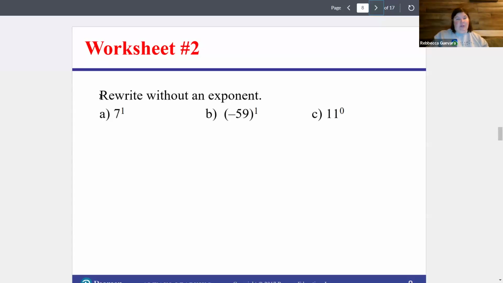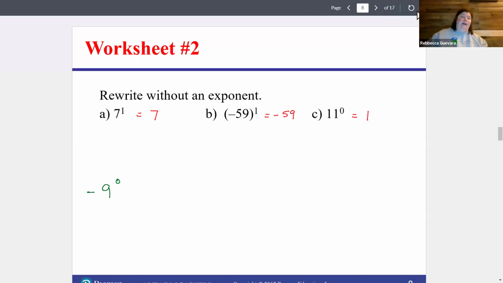Okay, so we are going to rewrite these without an exponent. So if I have 7 to the 1, what does that equal? If I have negative 59 to the power of 1, what does that equal? If I have 11 to the 0, what does that equal? And just for fun, if I have negative 9 to the power of 0, what does that equal? So I will pause this, or you will pause this for a moment, to work these problems on your worksheet, and we'll come back to this.